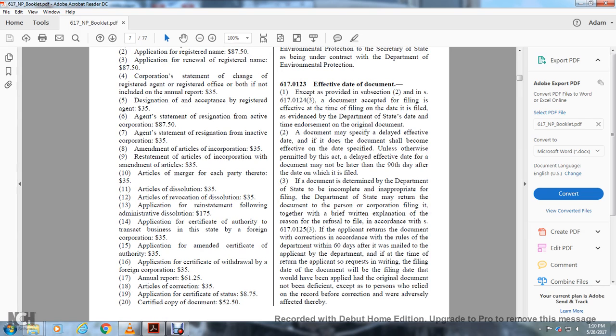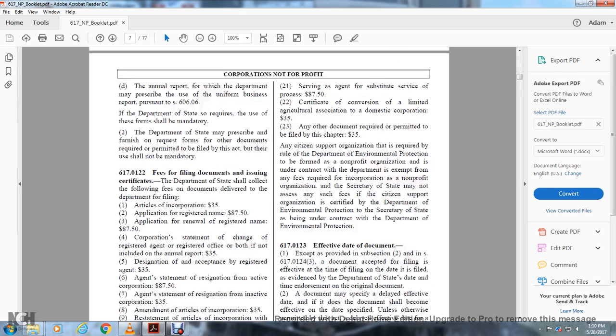Application for certificate of status, $8.75. Certified copy of a document, $52.50. Serving the agent for substitute service of process, $87.50. Certificate of conversion of a limited liability company to a domestic corporation, $35. Any other document required or permitted to be filed under this chapter, $35.